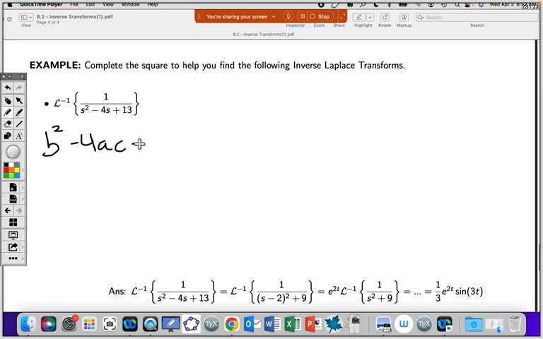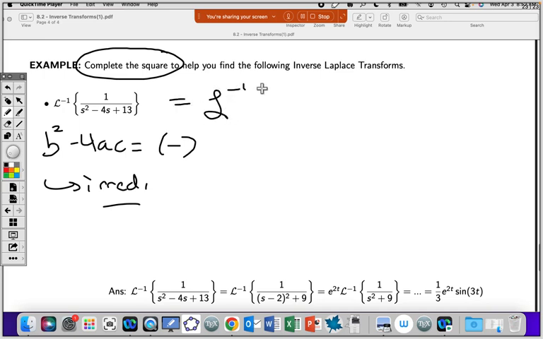You can check the discriminant here, and you're going to get a negative number, all right? Because you're going to get 16 minus whatever it is, 52. So it's a negative number. So that means this is an irreducible quadratic. We have non-real zeros here. So when that happens, we want to complete the square.